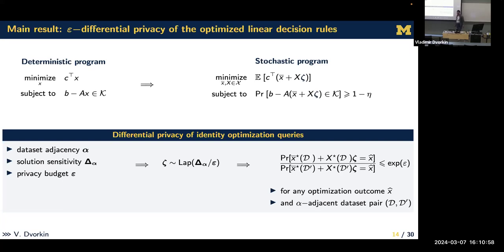So is it closed form? No, there is no straightforward solution. There is no straightforward connection between eta and epsilon. So you won't be able to express your privacy guarantees in terms of eta. In terms of eta.